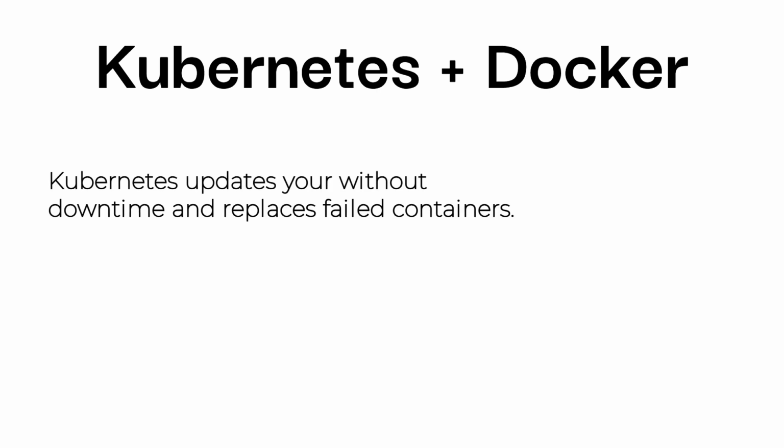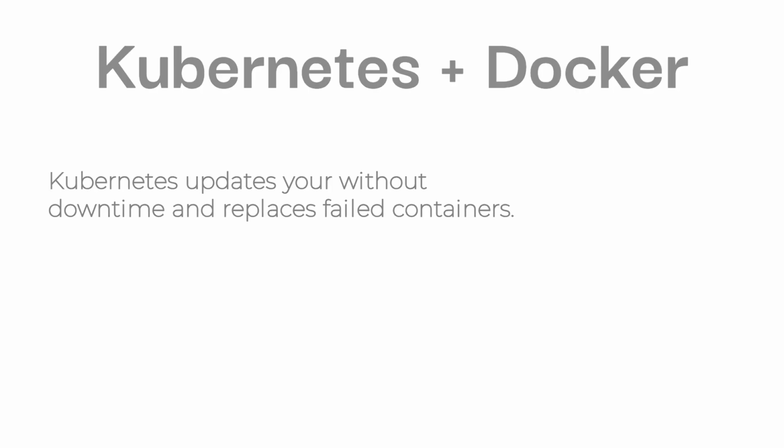And it gets better. Kubernetes even does things like rolling updates, where it updates your app without downtime, and self-healing, where it automatically replaces failed containers. Pretty cool, huh? They're like a power duo, working together to keep your app scalable and reliable.